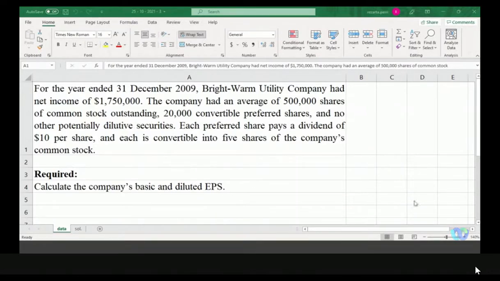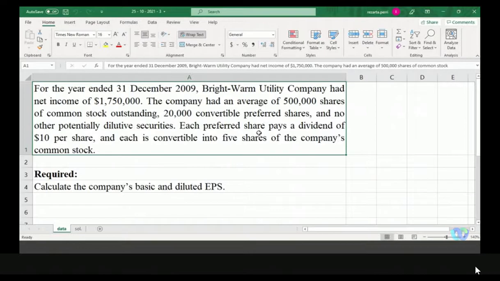Okay, so let's see what is the data, the information that we have here. For the year that ends in 31st of December 2009, Brightworm Utility Company had net income, be careful, not earnings available to shareholders, but net income, 1,750,000. The company had an average of 500,000 shares of common stock outstanding, and be careful, 20,000 convertible preferred shares. No other potentially dilutive securities. So no options, no loan stock, and so on.